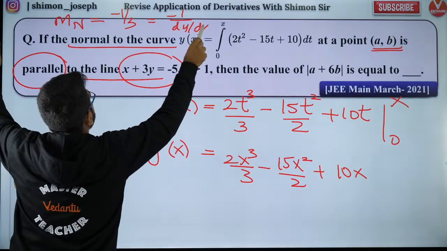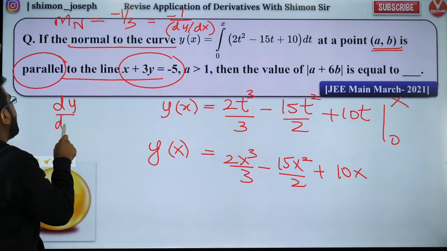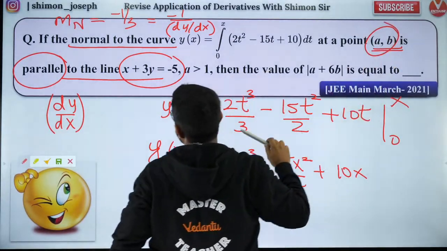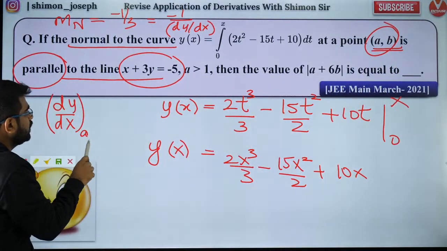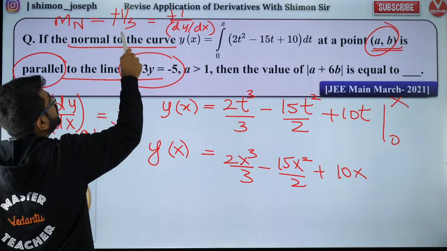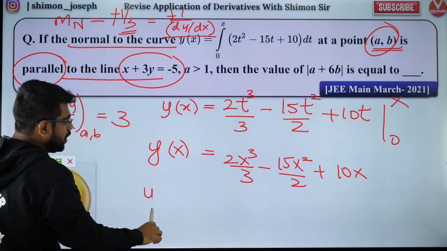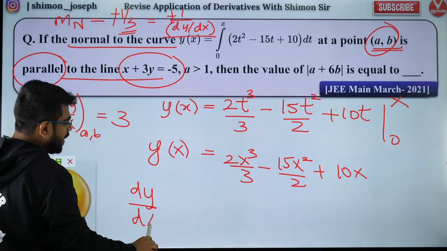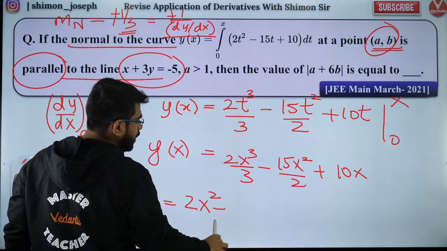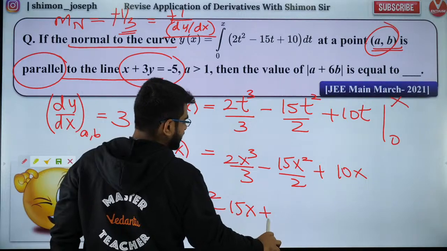Do you agree? So can I say dy by dx at the point a comma b, because that is where we are finding out, right? Dy by dx at the point a comma b should be equal to 3, because minus minus will get cancelled. So 3 should be equal to this value. So let's differentiate it. What is dy by dx? Dy by dx is equal to 2x square minus 15x plus 10.